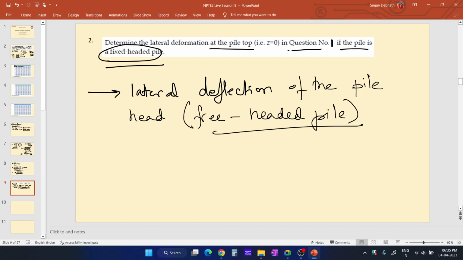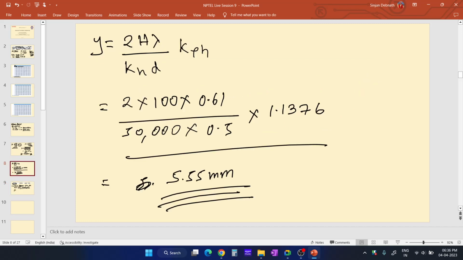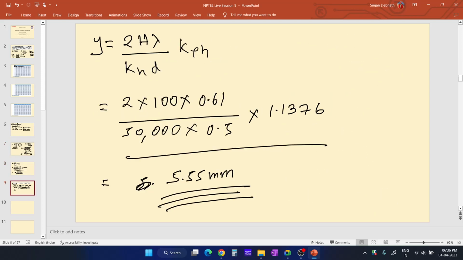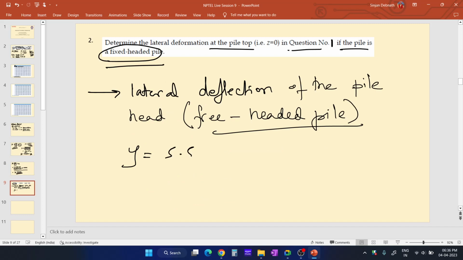So what is the lateral deflection of the free-headed pile at the pile head? Considering the pile is a free-headed pile, we have already determined it is 5.55 millimeter using this equation. Okay, so it is 5.55 millimeter. Now let us consider the pile to be fixed headed. Forget about free headed now.